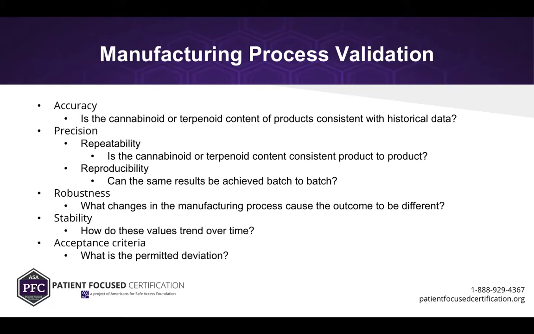And particularly in manufacturing, this deviation is sometimes defined by the state that you're in. Maybe they only allow a plus or minus 10% deviation on your label value. Maybe it's 15%, maybe it's 20%. But what is allowed and how do you ensure that you're within the guidelines of your acceptance criteria?